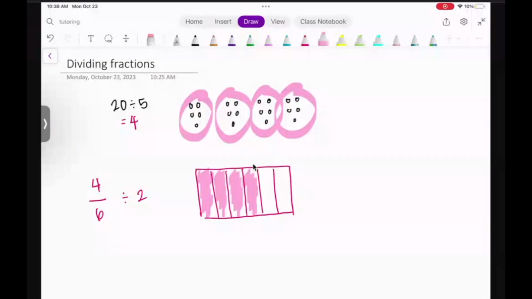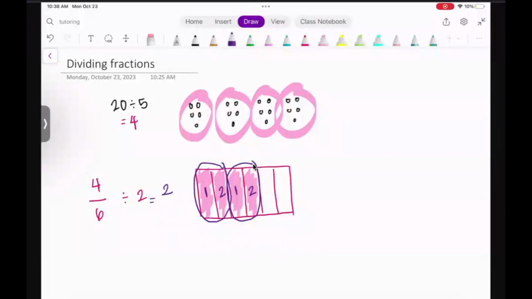And now we have to divide it into 2. Like maybe you and someone else are sharing your brownies. So you're going to divide this 4 sixths into 2. Maybe this is one for me, one for you, one for me, and one for you. Or maybe you saw it as here is mine and here is yours. So now you could see that the answer of 4 sixths divided by 2 is 2 of these parts.